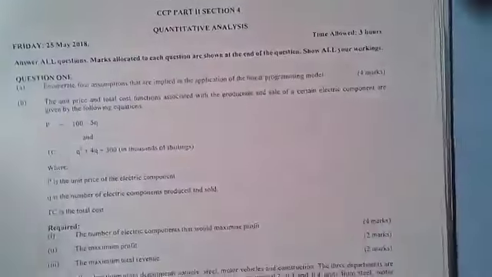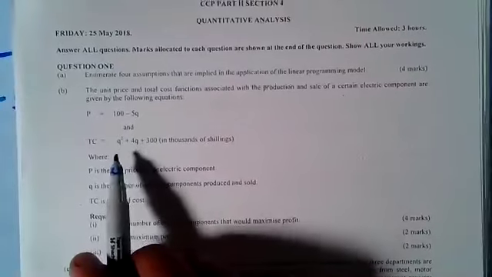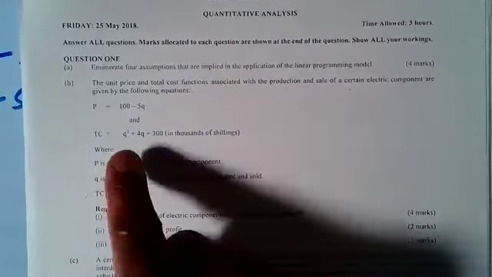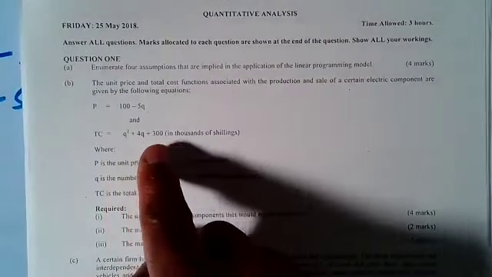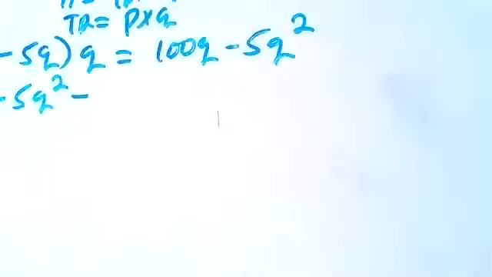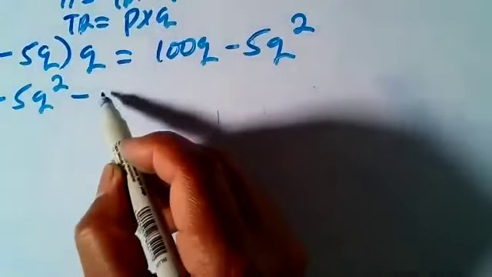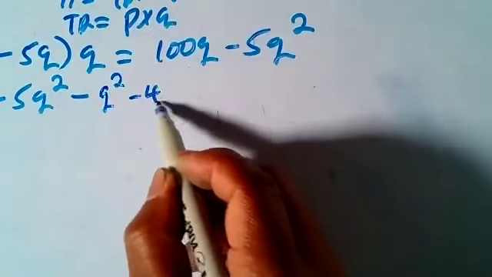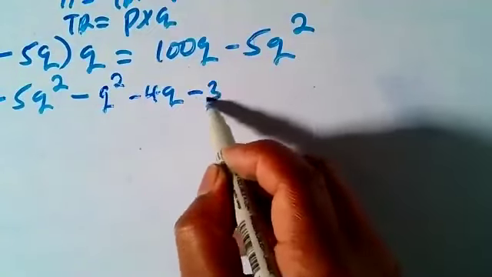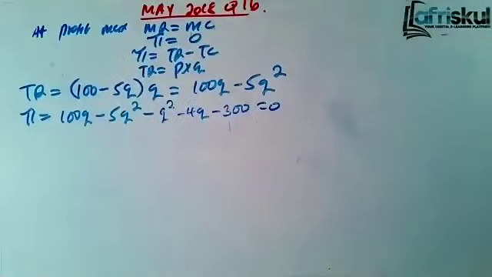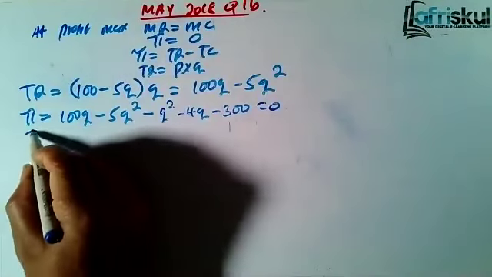Now I want you to note this. I just want to use a shortcut here. The total cost, I want to subtract it directly. If I deduct it directly, I open the bracket directly. It will be minus Q squared minus 4Q minus 300. So we have said if you open the bracket, the sign changes. So it will be minus Q squared minus 4Q minus 300 when you open the bracket, is equal to 0. Now from there, we bring the like terms together.